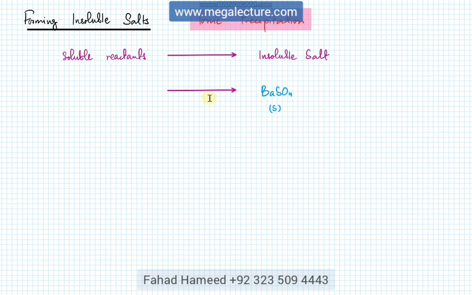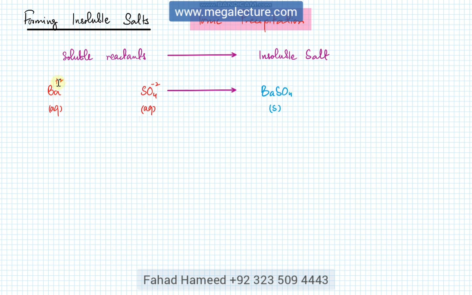Now, the first thing you're going to do is find two reactants. Barium sulfate consists of 2 ions. This is how the reaction is going to be written. You're going to find a reactant that contains barium ions. Barium is group 2, so it's +2. And you're going to find another reactant which contains sulfate SO4 minus 2 ions. And they have to be soluble, so they have to be aqueous. So this is what you're looking for.